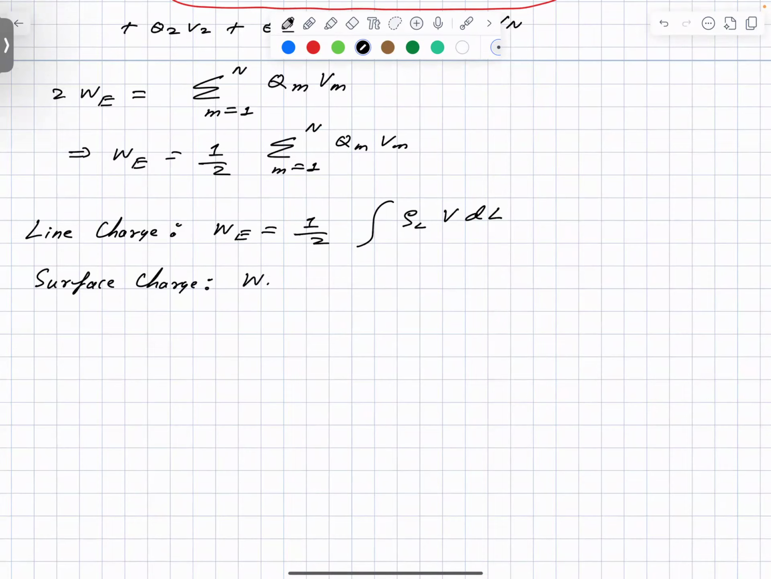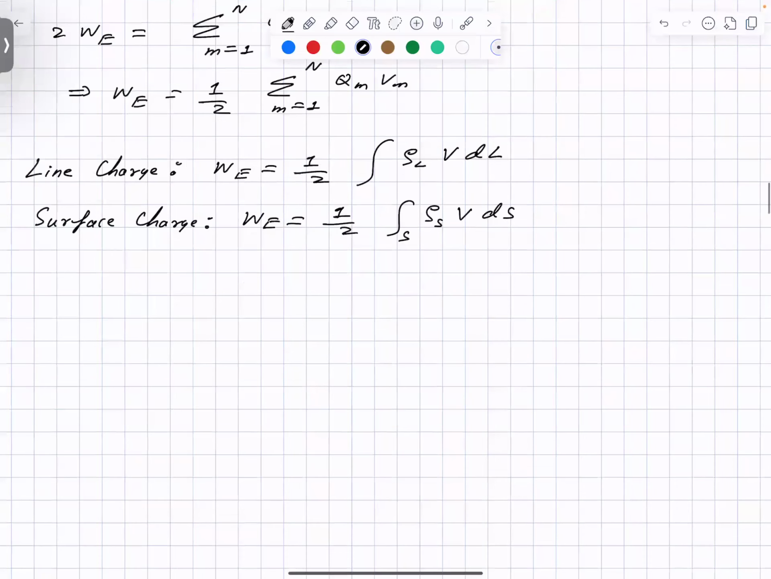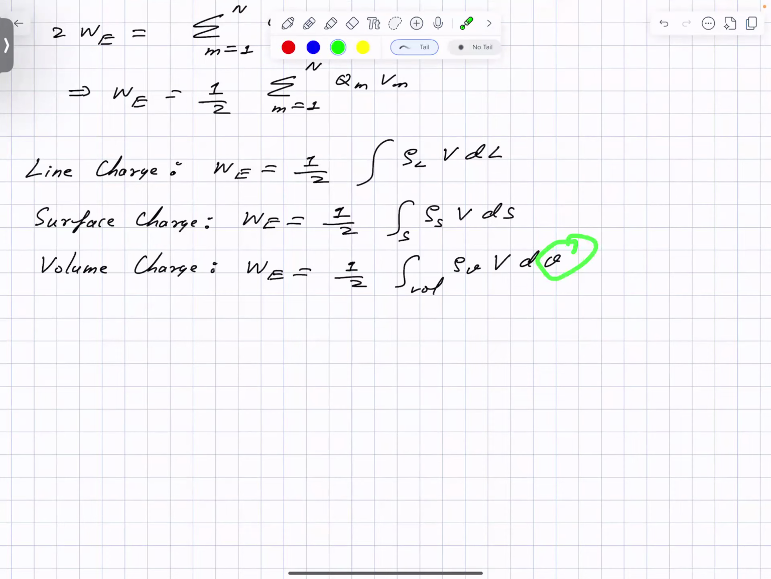Similarly, if we have a surface charge in free space, then We equals half of the surface charge density times the potential in a surface integral. Similarly, if we have a volume charge density, then We becomes half of this volume triple integral of rho V times the potential. Note that we are using lowercase v for volume and uppercase V for potential.